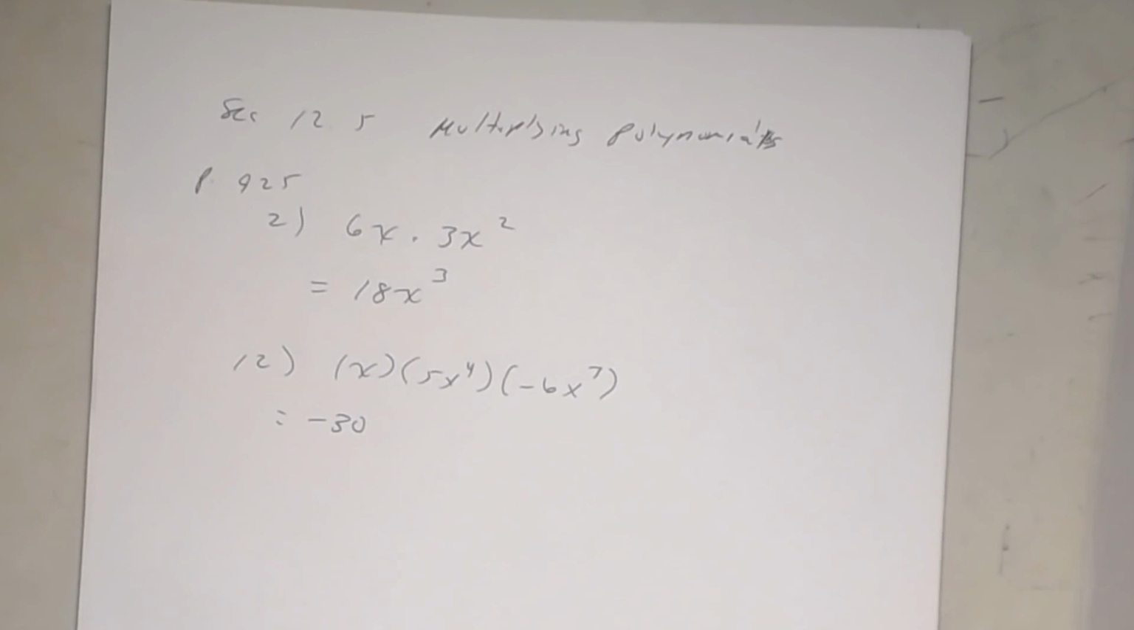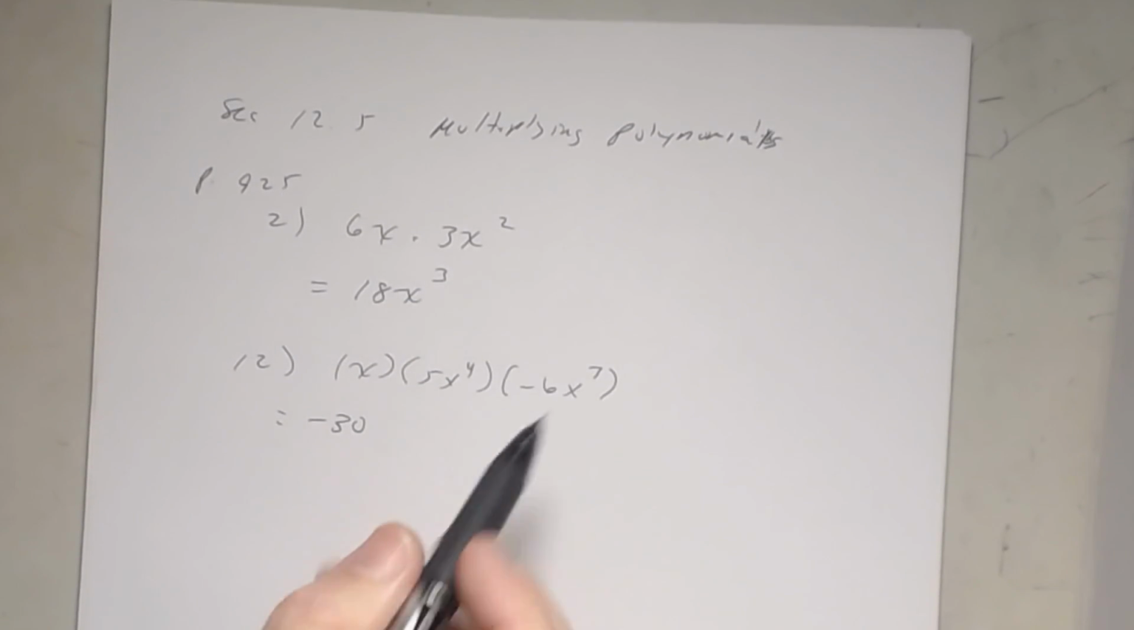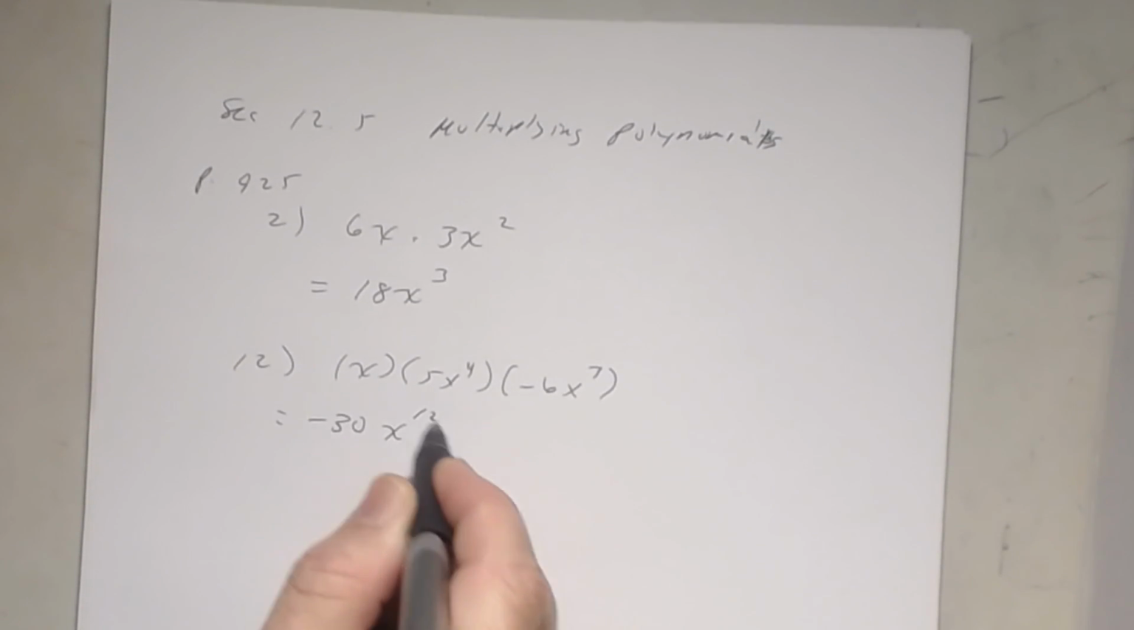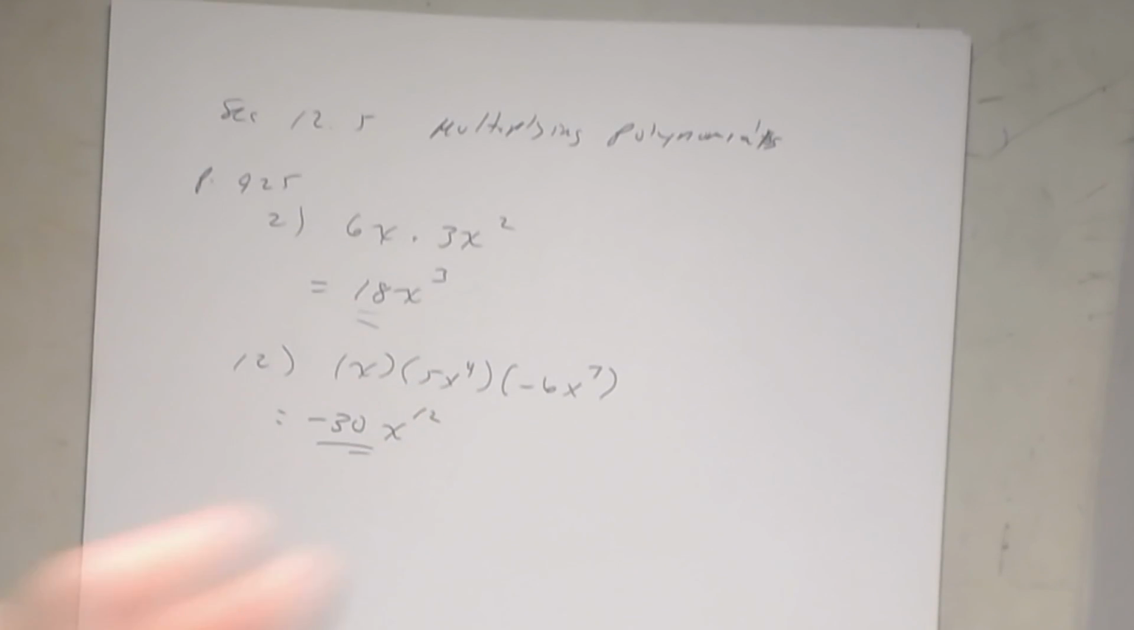All right, now use what rule? Product rule. What's x times x to the 4th times x to the 7th? X to the 12th. 7, 8, 9, 10, 11, x to the 12th. Y'all agree? Because that's a 1, that's a 4, and that's a 7. You add them, you get 12. All right, so that was from a previous section. Okay, now let's look at this.